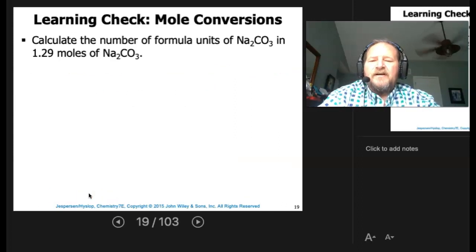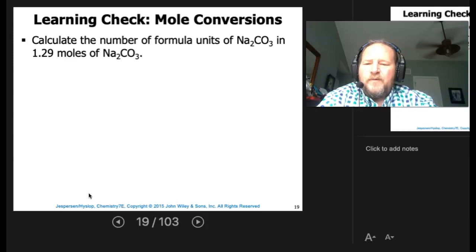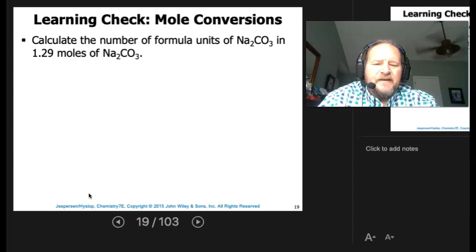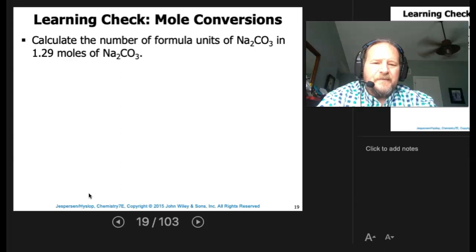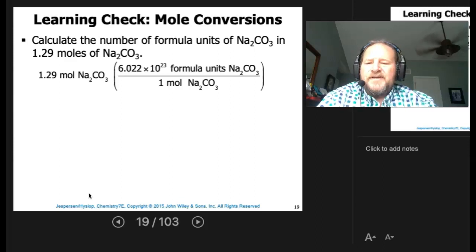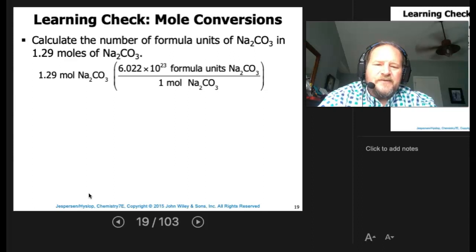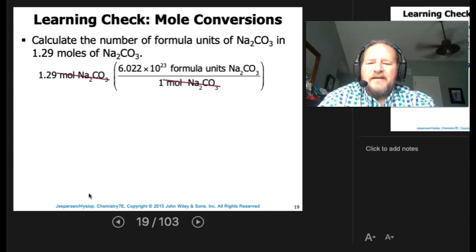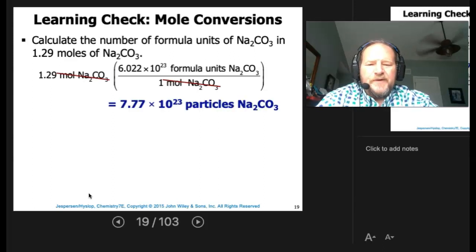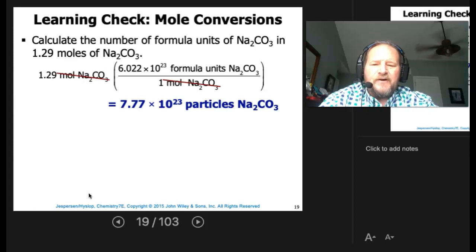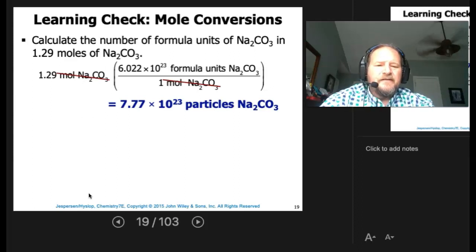Calculate the number of formula units of sodium carbonate in 1.29 moles of sodium carbonate. Again, the game mathematically is the same, except now we're using an ionic compound instead of a molecular one or an atomic one. It's no big deal. We're going to take 1.29 moles, we're going to cancel those moles out, and we're going to make it 6.022 times 10 to the 23rd, and now it's going to be formula units instead of atoms. That works out to be 7.77 times 10 to the 23rd particles of sodium carbonate.